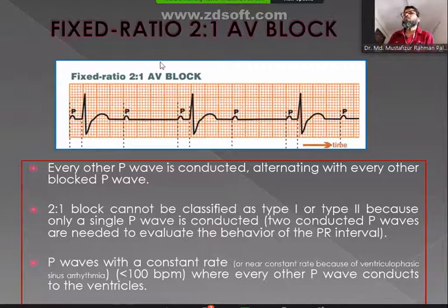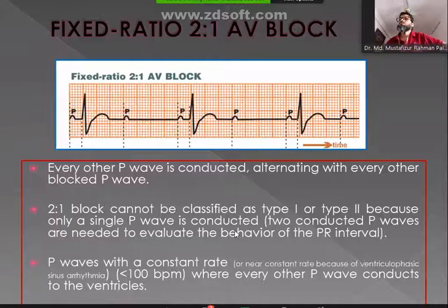2:1 AV block, fixed rate 2:1 AV block. That is, every alternate P wave is blocked. One P wave is conducted, another P wave is blocked. So every other P wave is conducted, alternating with every other being blocked. So a 2:1 block cannot be classified.